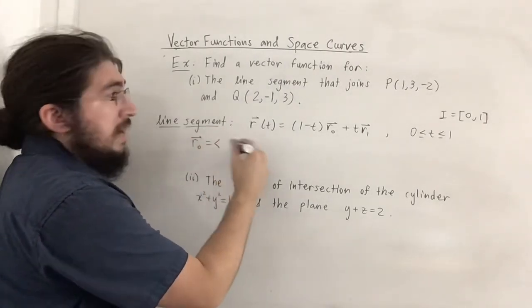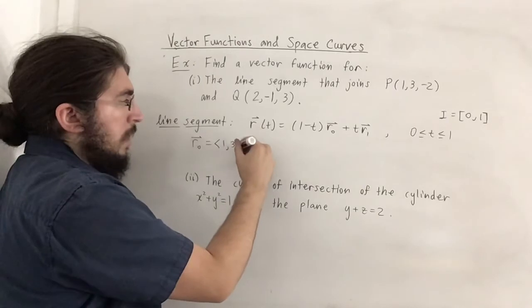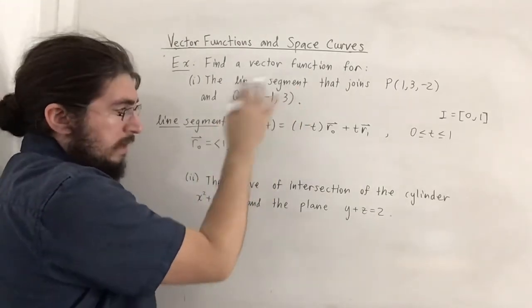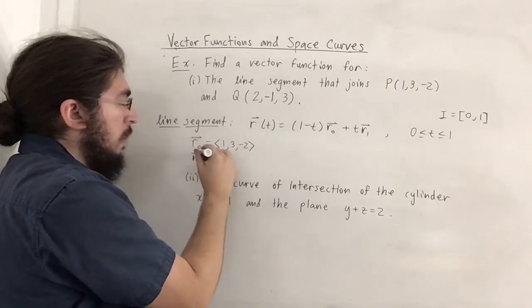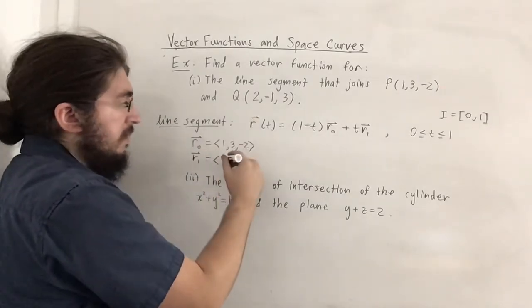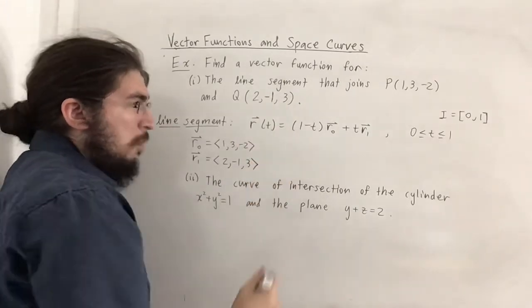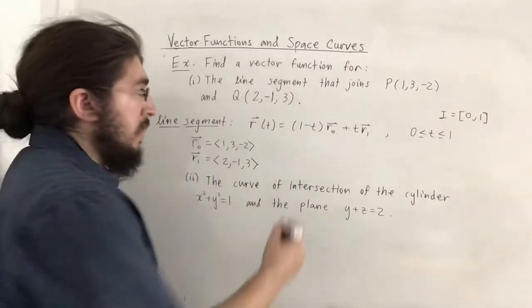All right, so now r1 and r0, so let's actually show what they are. r0 is just going to be the vector, let's pick the first one, (1, 3, negative 2). This is the position vector for that point, which is one of the endpoints of the line segment. r1 will be the position vector for the other endpoint of the line segment, which will have components (2, negative 1, 3). And now all we have to do is actually just combine things and see what we get.